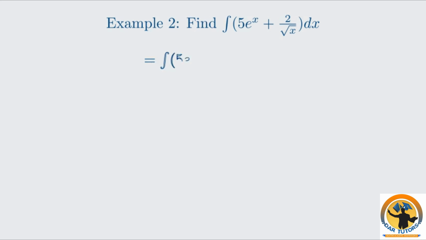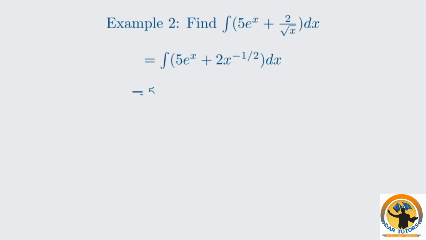Let's try another example, this time involving exponential and power functions. We want to find the integral of 5e to the x plus 2 over the square root of x. First, let's rewrite the second term using exponent notation to make it easier to apply the power rule. The square root of x is x to the 1/2 power. So 2 over the square root of x is 2 times x to the negative 1/2 power. Now we can integrate term by term.